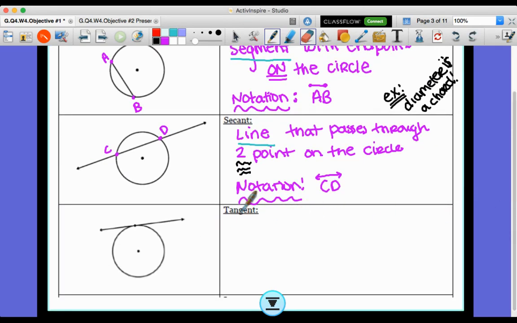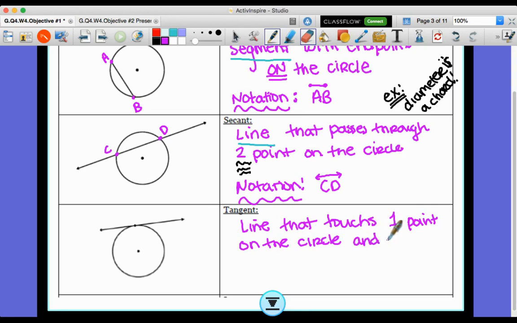A tangent, I'm going to say line. I don't like that I changed colors. A tangent is a line that touches one point on the circle and never enters the circle.